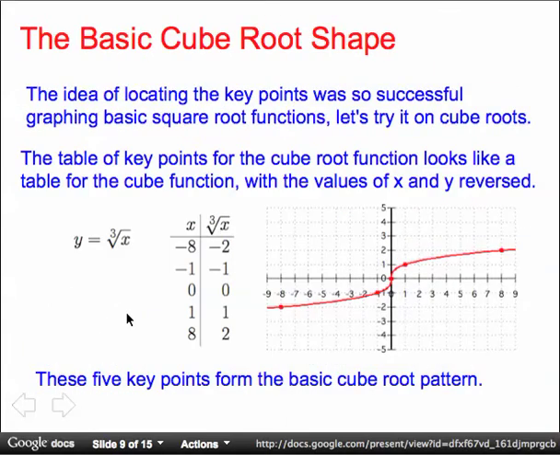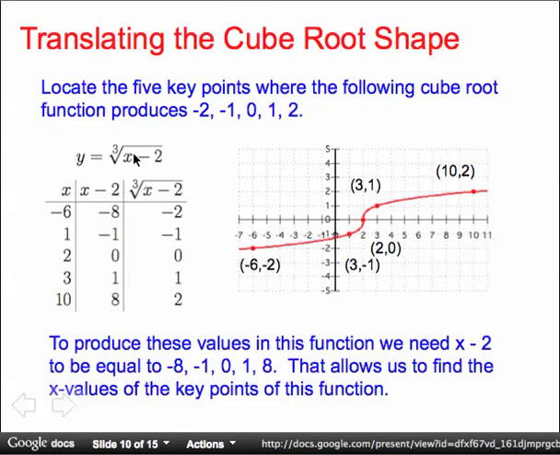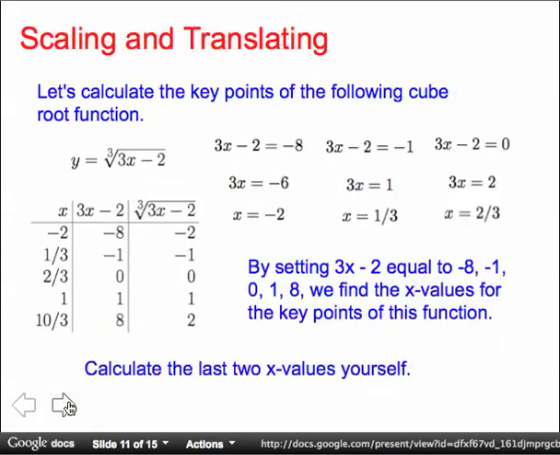Use the same technique to do cube roots, except in cube roots you're going to identify 5 key points based on 5 simple perfect cubes. And then if you have an argument that's more than a simple x, you can use this 3-column table to find out what x's produce the values of x minus 2 that'll give you these perfect cube roots. In this case, we've moved the cube root shape 2 units to the right.